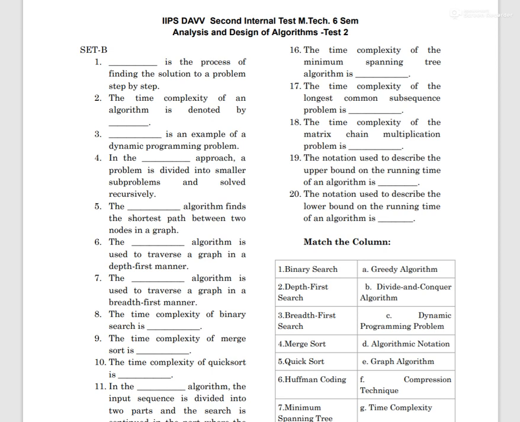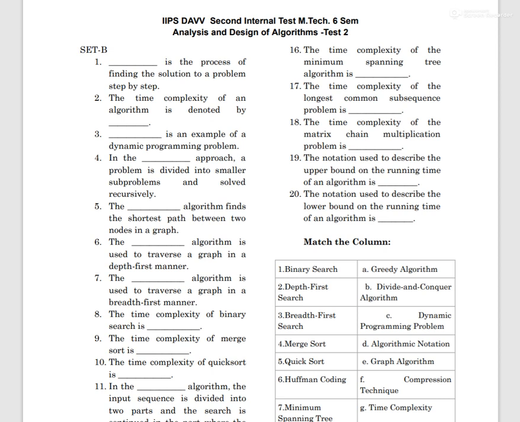The question number 2 is the time complexity of an algorithm is denoted by. So the correct answer is big O notation. Big O notation, or the order of any notation. So time complexity can be denoted by big O notation.